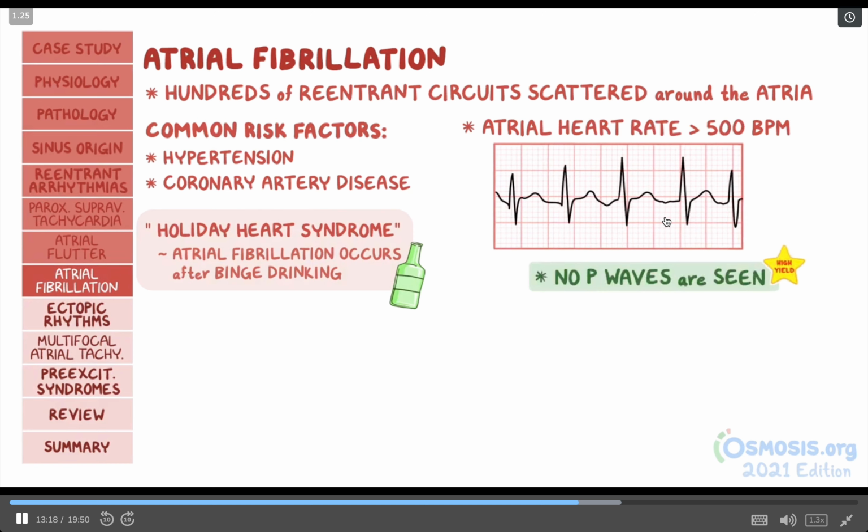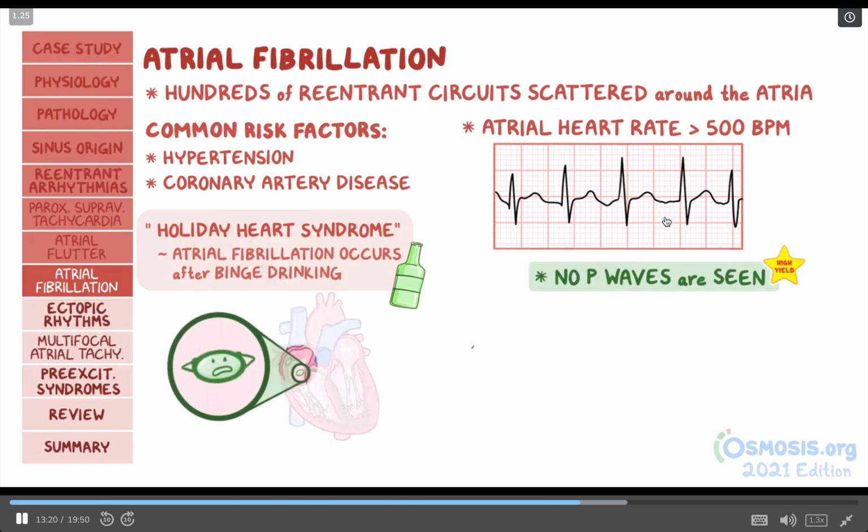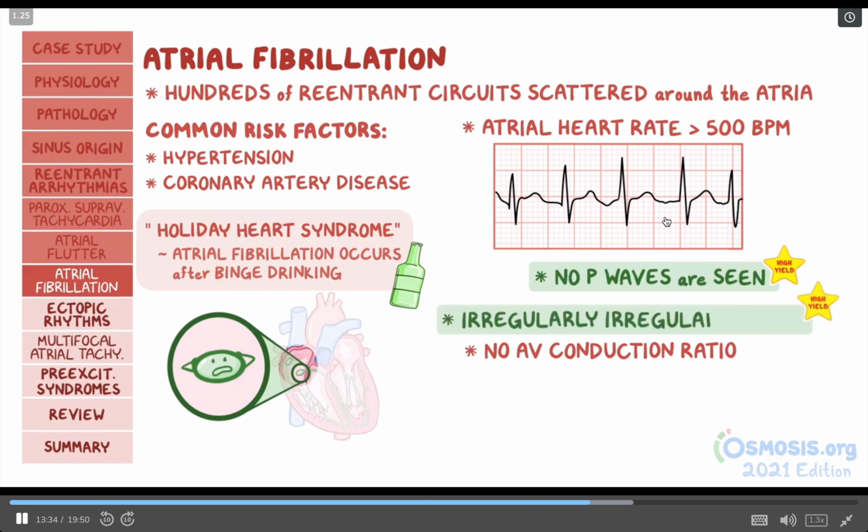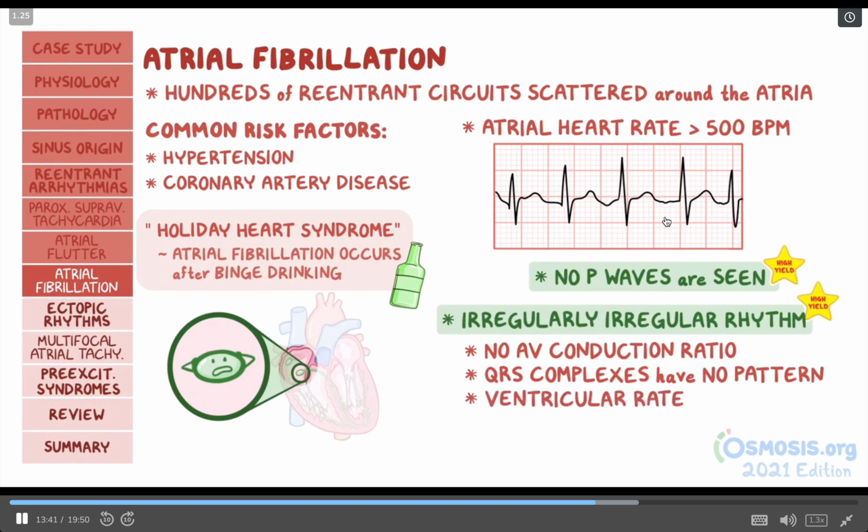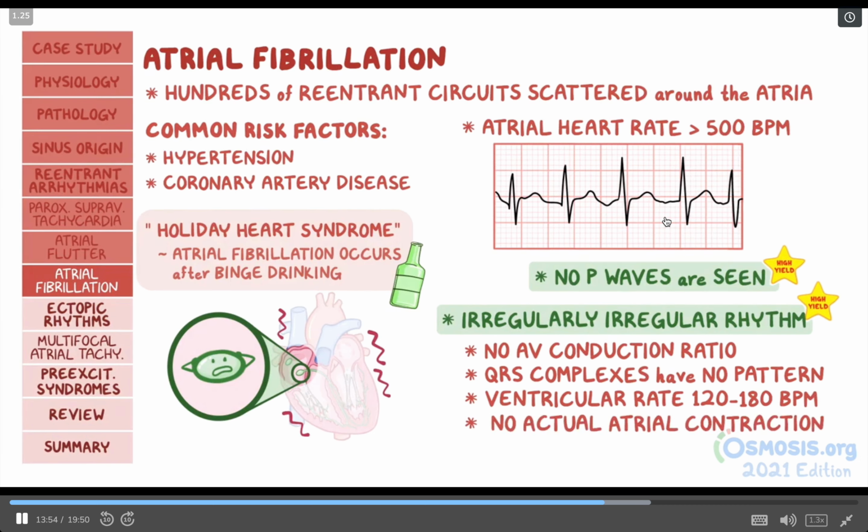The poor AV node is seriously overwhelmed now, so we don't even get an AV conduction ratio. Instead, the AV node allows impulses to pass in a random and unpredictable fashion. On the ECG, this typically appears as an irregularly irregular rhythm, which means the QRS complexes will have no pattern at all, with a ventricular rate usually ranging between 120 and 180 beats per minute. The name fibrillation implies that the atrial muscles are shaking uncontrollably, meaning there is no actual atrial contraction.